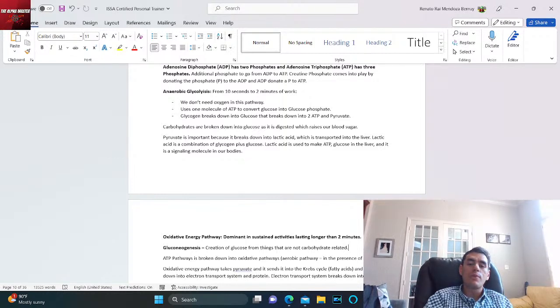Gluconeogenesis is a term describing the creation of glucose from things that are not carbohydrate related. It can be fat, it can be protein, but not carbohydrate.